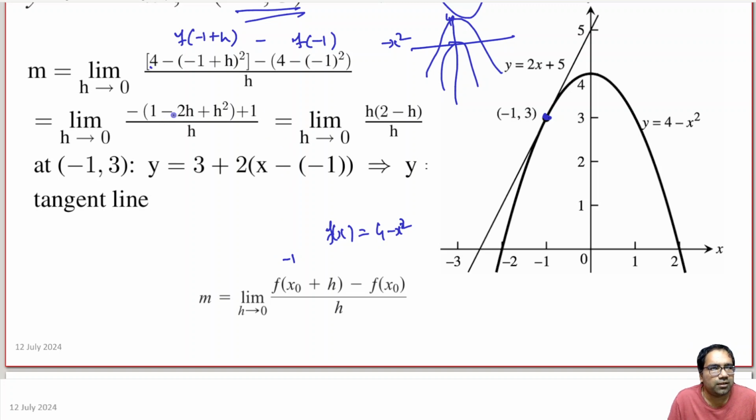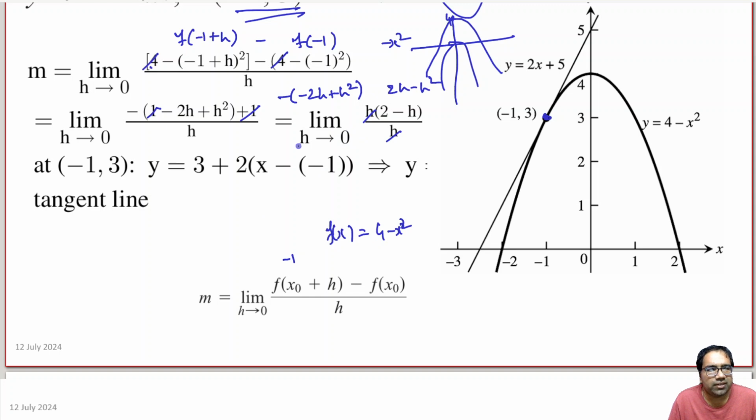This 4 and this 4 will get cancelled, obviously. And this minus of minus 1 will become plus 1. And this one, minus of a plus b whole square, which is minus 1 square, 1, minus 2h into minus 1, minus 2h, plus h square, right? Now this and this will also get cancelled. We'll be left with minus of minus 2h plus h square, which is nothing but 2h minus h square, which is nothing but h into 2 minus h, by h. This h we can cancel.